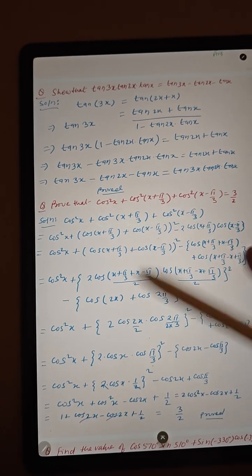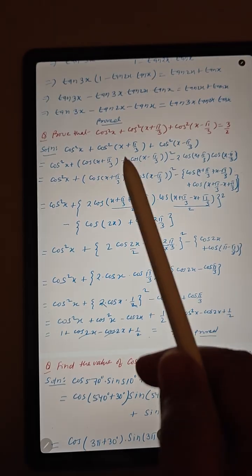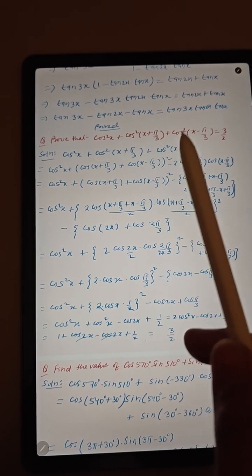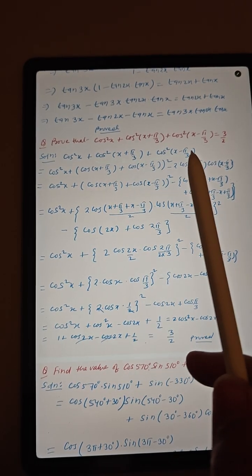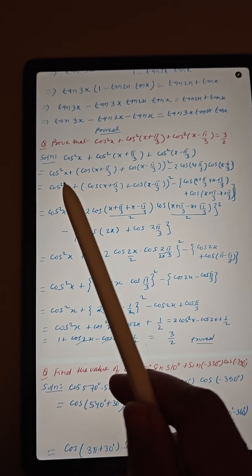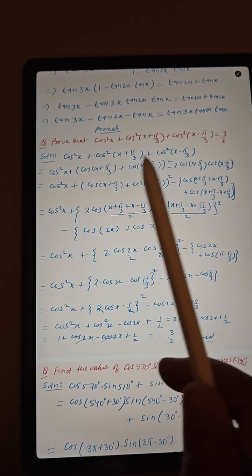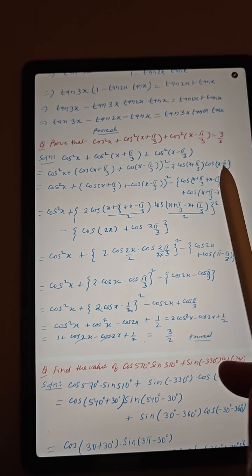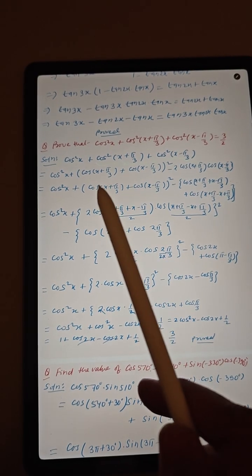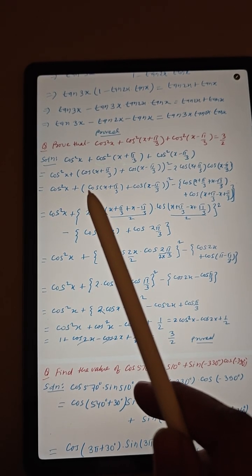Now come to this. Prove that cos square x plus cos square x plus pi by 3 plus cos square x minus pi by 3 equal to 3 by 2. So we will take these two terms together and we will simplify this. Cos square x plus, this will give you a square plus b square, so a plus b whole square minus 2ab. So this is this expression. Now a plus b, so simplify it.